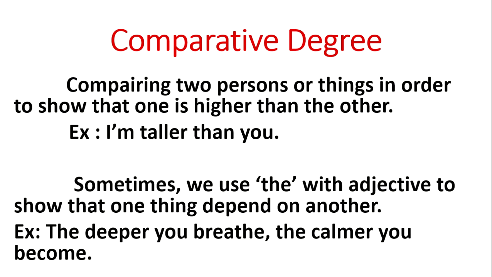Sometimes we use the definite article the with the adjective to show that one thing depends on another. Why? Because we have to show that one thing particularly depends on another. Example, the deeper you breathe, the calmer you become. The deeper you breathe, the calmer you become.